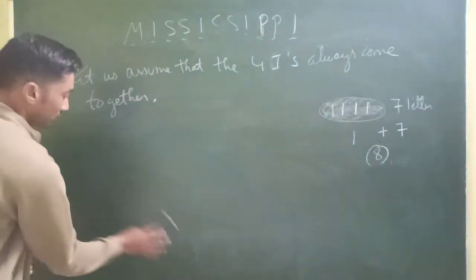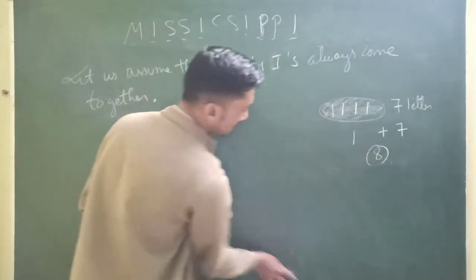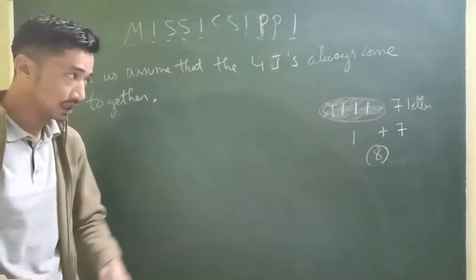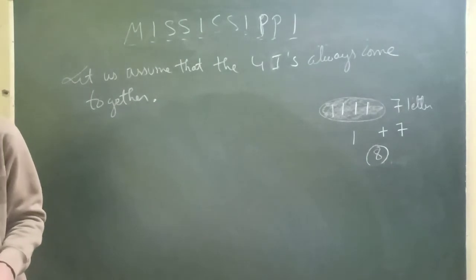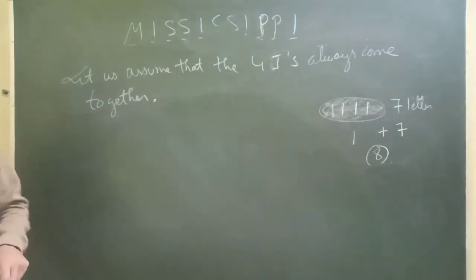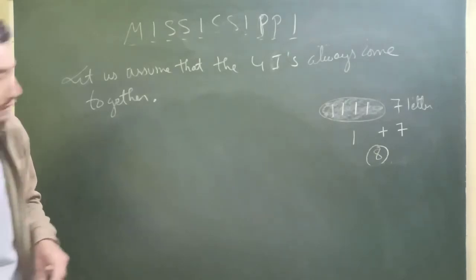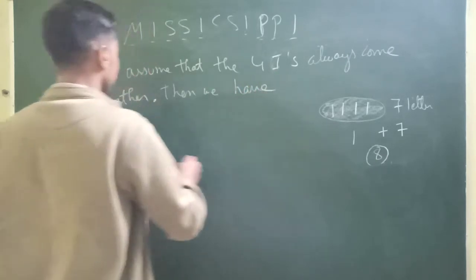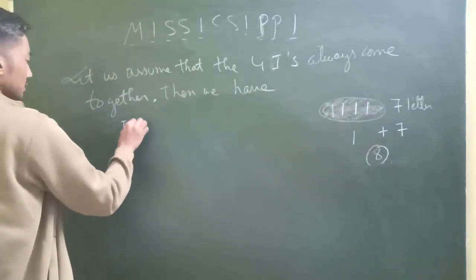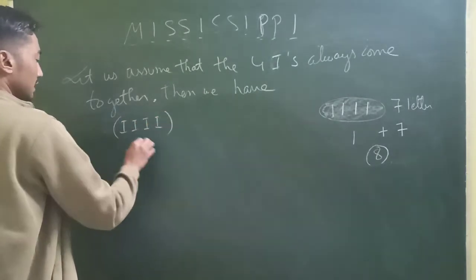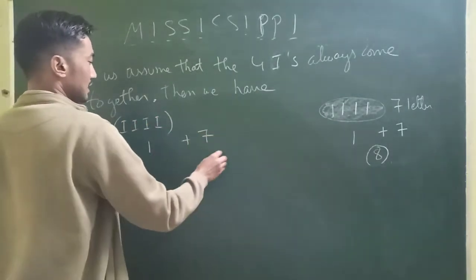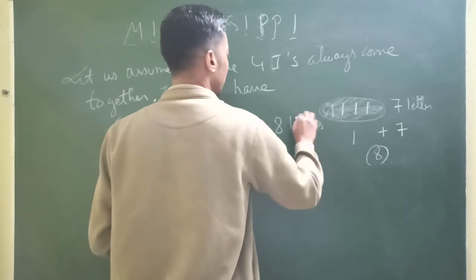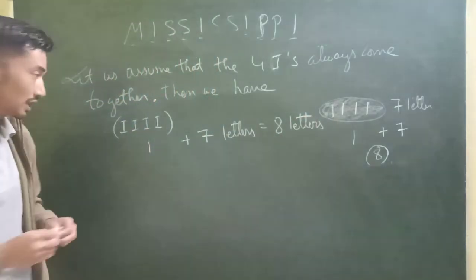So what we are doing is grouping the 4 i's together and considering them as just one letter. So in that case, plus the remaining 7 letters, of course, we will have 8 letters. If we assume that the 4 i's always come together, we have the 4 i's, that is 1, plus 7 letters. So that's in total 8 letters. Got it? Assuming that 4 i's always are together.